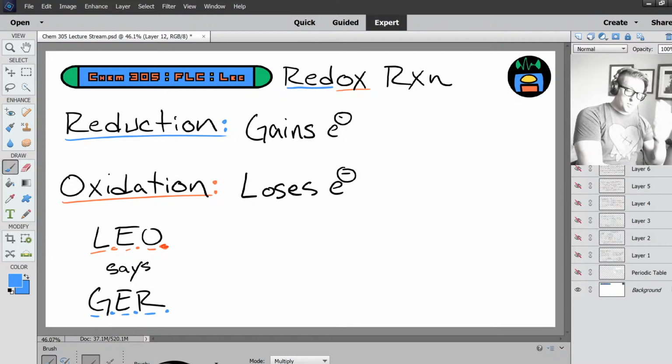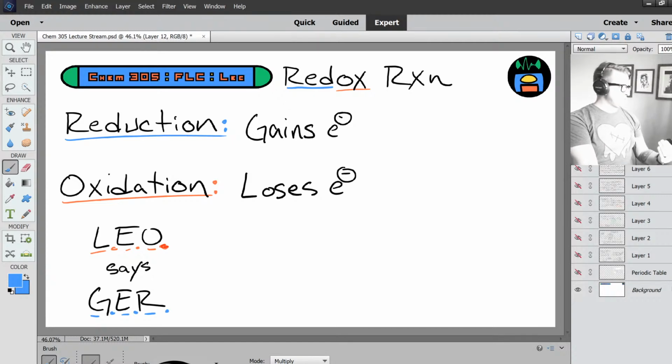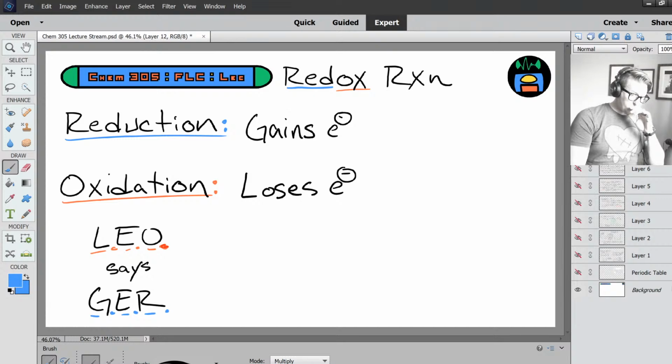All right, so reduction, electrons are gained. Oxidation, electrons are lost. Now, if you're looking at redox reactions in the light of these definitions, you may be thinking it sounds like a redox reaction is a reaction where electrons exchange hands. And if you're thinking that, you're absolutely correct. In a redox reaction, one substance loses electrons.